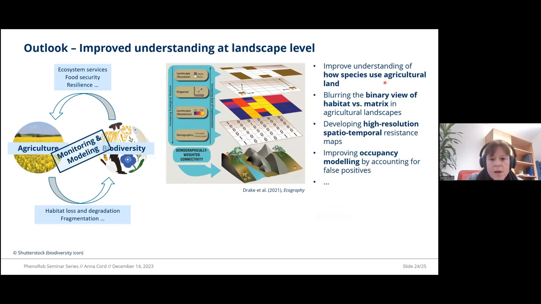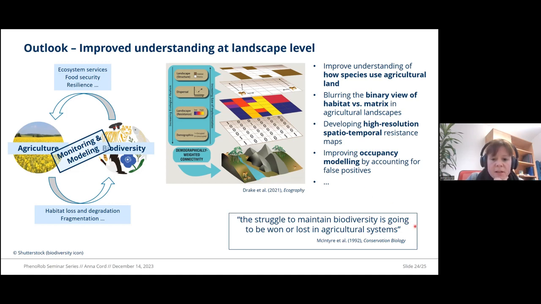We don't know, as I said, how species use agricultural land. We often have this binary view where we say, okay, agriculture, this is the matrix, the species do not use it, all the habitats are in between. We're actually not able, because we don't have this spatial and temporal high resolution information on agricultural management across landscapes. So we don't know what the resistance of these landscapes actually look like. And this really limits, for agricultural landscapes in particular, our abilities to apply all these types of models that generally exist in the ecological modeling community.